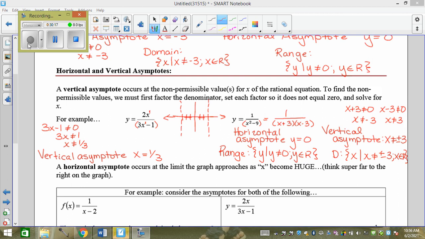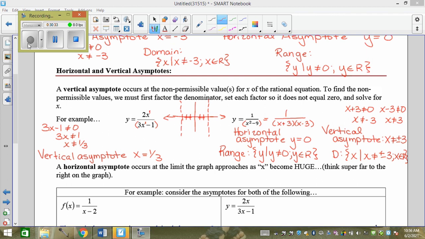This is the only second rule you're going to learn. There are 2 rules for horizontal asymptotes this year. It's going to change for next year, but this year, 2 rules. Rule 1: numerator smaller than denominator, or the numerator is a number and the denominator is a variable, it's y equals 0 every single time, no questions asked.